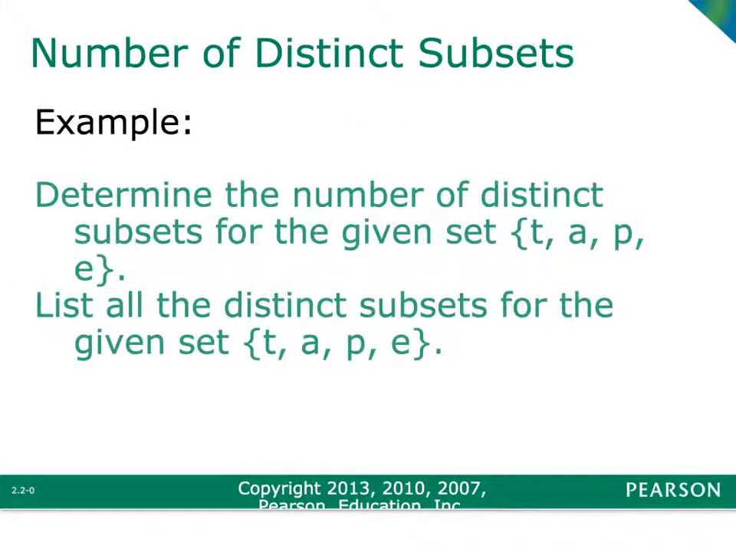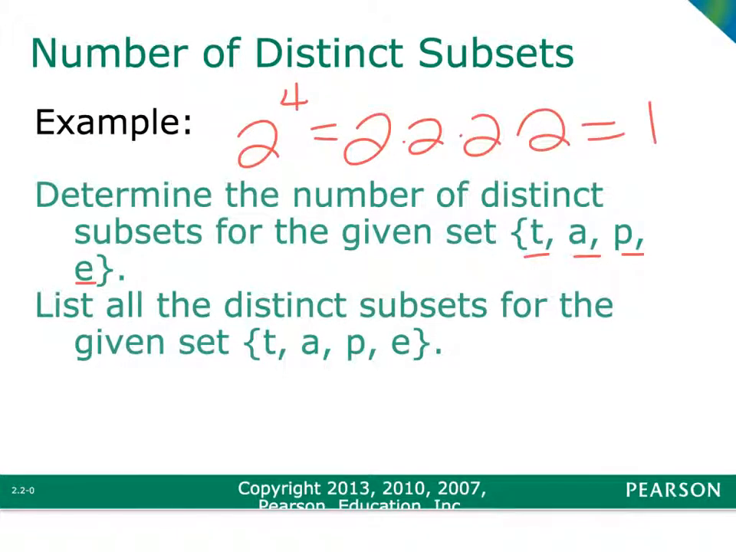Okay, so for an example, let's say that I gave you the set TAPE, tape, and I asked you to determine the number of subsets that you could have. Since there are 4 elements in that, you would take 2 and raise it to the 4th power. Be careful, that is not 2 times 4, that is not 8. That is 2 times 2 times 2 times 2, which is 16. Okay, so we should be able to come up with 16 sets.